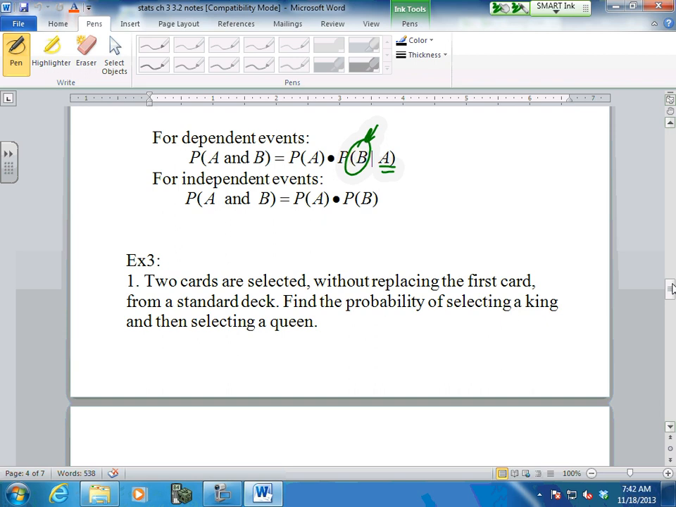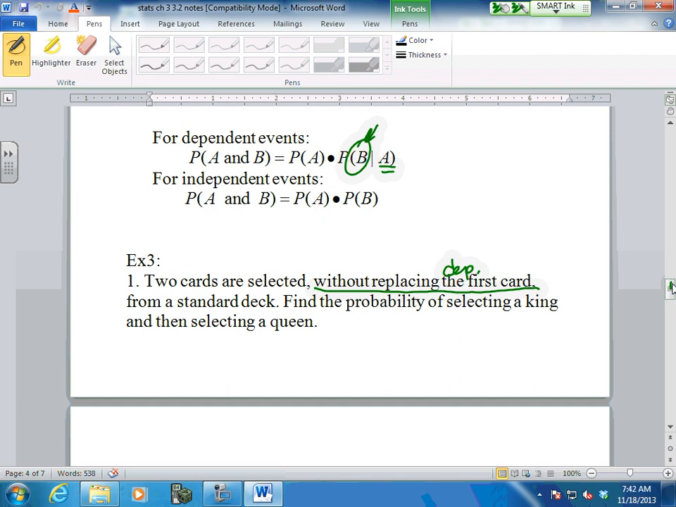So let's take a look at an example. Two cards are selected without replacing. Is that independent or dependent? Dependent. This is dependent because your probability will change. The total number of cards will change, right? You have 51 left. The first one you take is 52, then 51.